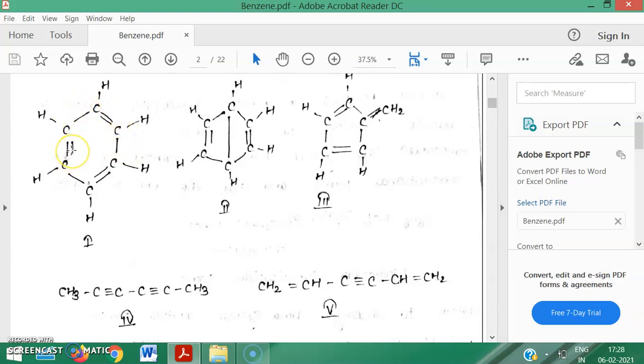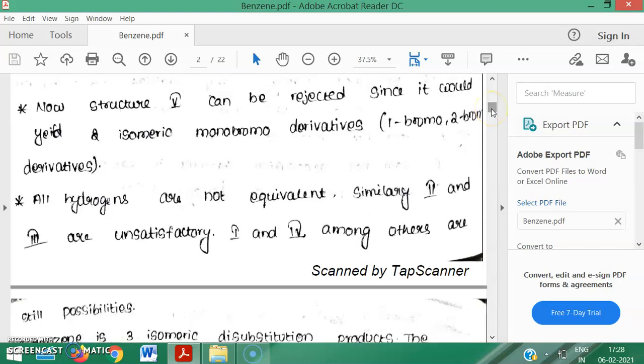But this double bond is not proved, since KMnO4 and bromine are not decolorized. So how can we confirm this structure? That can be done by Kekulé. Kekulé gave two structures. Now structure 5 can be rejected since it would yield isomeric monobromo derivatives, 1 bromo and 2 bromo derivatives. All hydrogens are not equivalent. Similarly, 2 and 3 are unsatisfactory. 1 and 4 among others are still possibilities. 1 and 4.